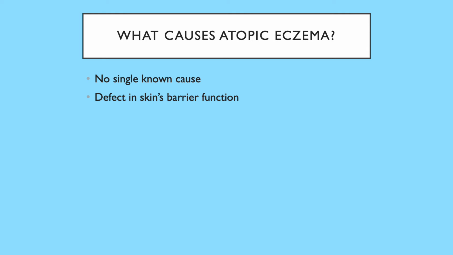So what causes atopic eczema? There is no single known cause for atopic eczema, but it is thought to be linked to a defect in the skin's barrier function. The main function of the skin is to restrict water loss and prevent the entry of irritants, allergens, and skin pathogens. When the skin barrier function isn't working properly, this causes water loss, leading to dryness and itching, and makes the skin susceptible to allergens and infection.